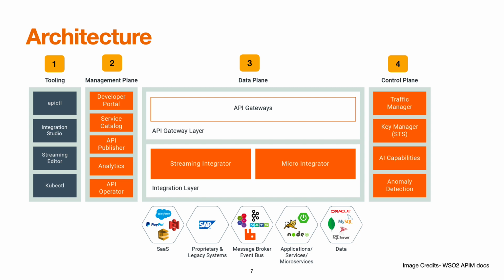The data plane, which is an important one, consists of the API gateways. We have an API gateway layer, then a streaming integrator and micro integrator, all part of the data plane. Next, we have the control plane, which consists of the traffic manager, key manager, AI capabilities, and anomaly detection. Although API Manager has 5 core components, they are distributed across these different layers to serve different purposes. Finally, we are going to see how an API gateway sits in an enterprise application.